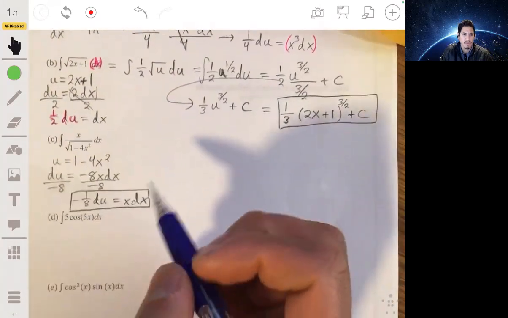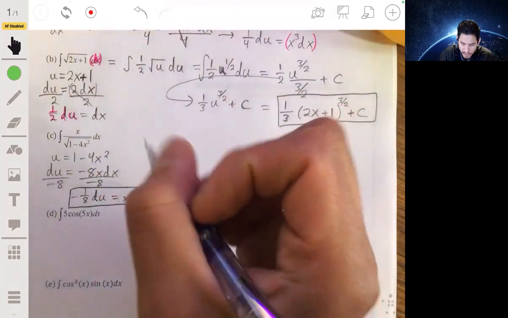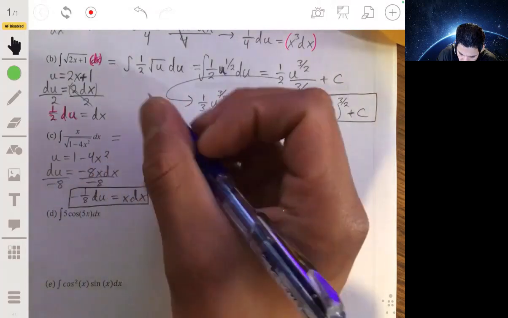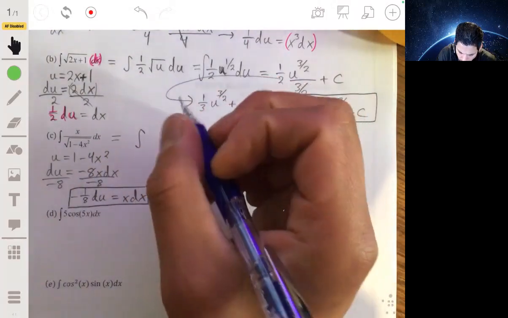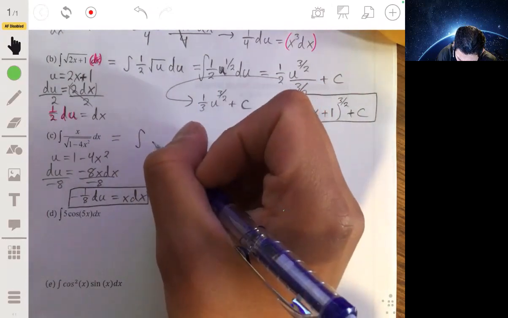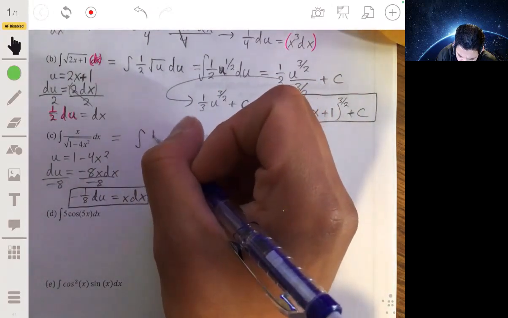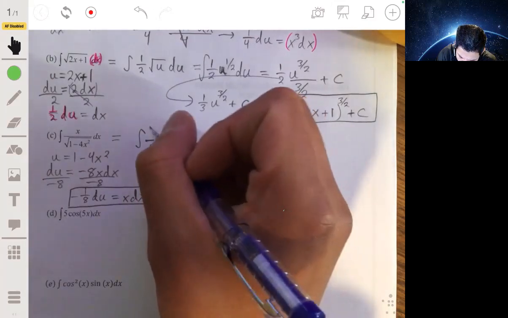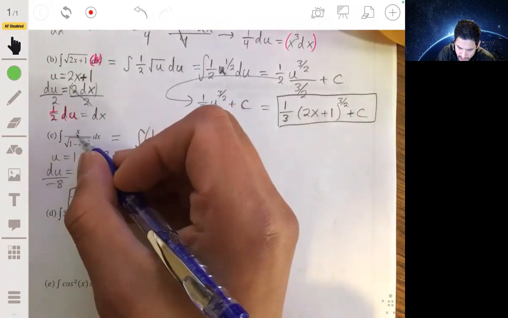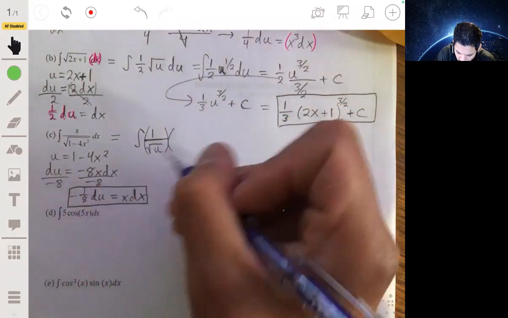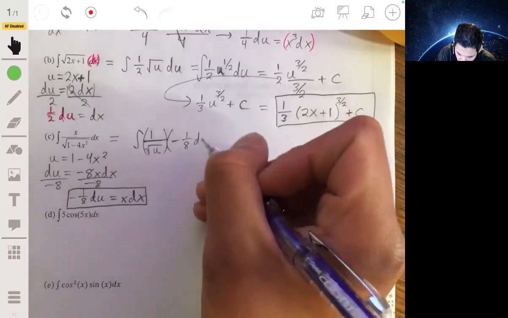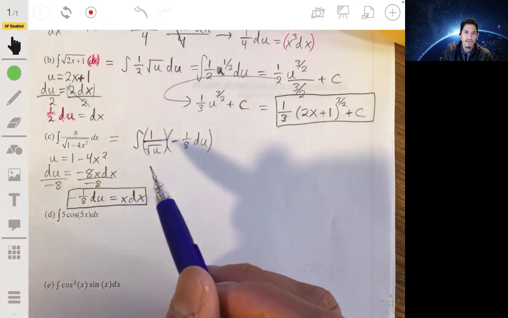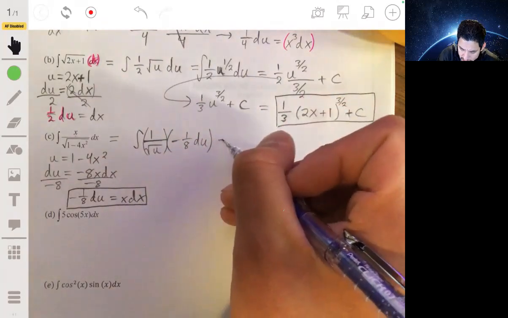So now we're ready to rewrite this in terms of u, because we have x dx as negative 1/8 du. So this will be equal to, let me break this up so it's a little easier to see, 1 over the square root of u multiplied by that x dx, which is going to be negative 1/8 du.